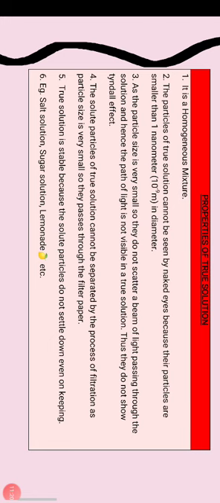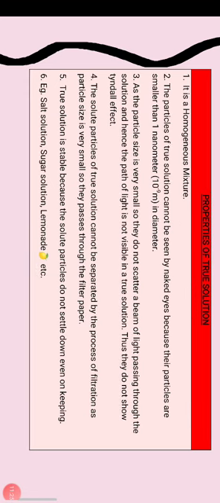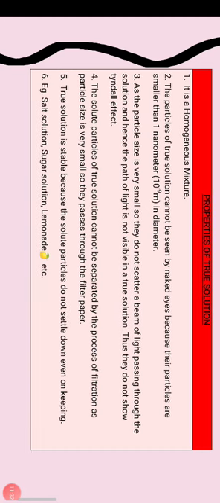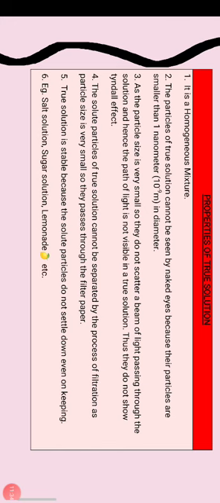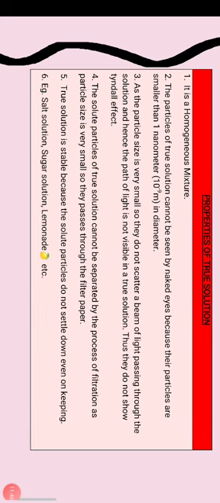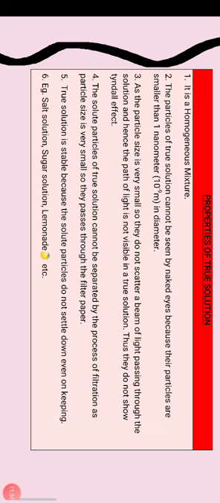Fifth point is true solutions, they are more stable. Stable means when you keep the salt in water solution for more days, even after 10 or 15 days, you cannot see the particles of salt settle at the bottom of the container. That means they do not separate from the solution. So true solutions, they are more stable because even on keeping the container or a beaker, the particles of solute never settle down, so they are more stable.